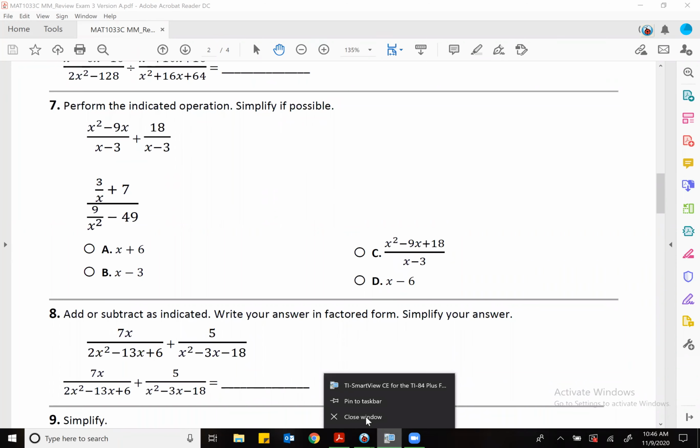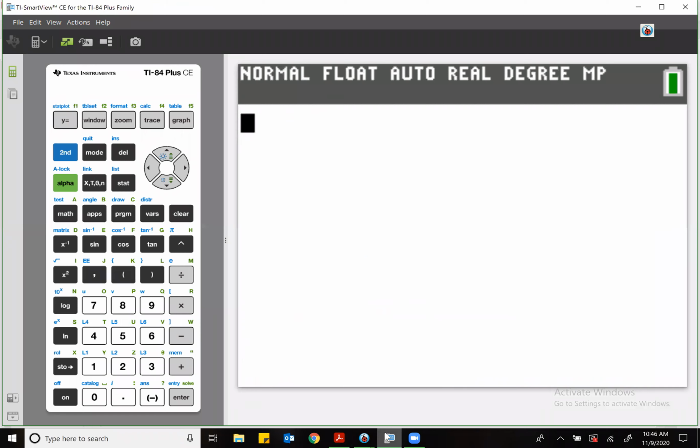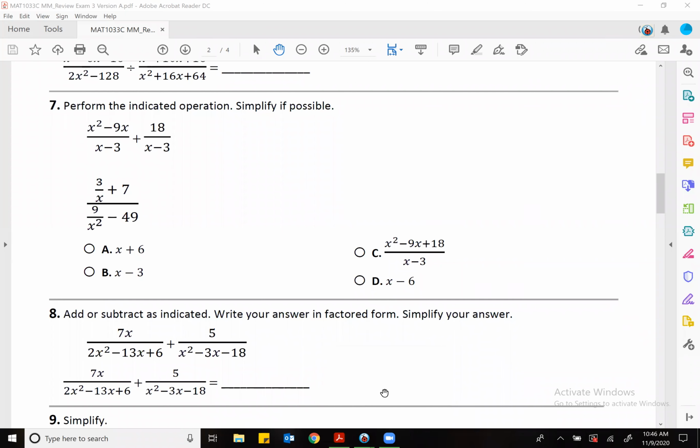Let's see if maybe I can help it out a little bit by getting rid of the calculator. There we go. Maybe that'll help speed up things a little bit. Less applications open on my side. All right.